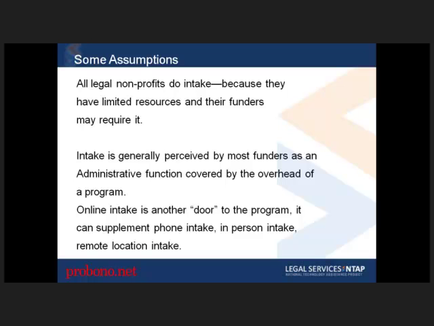And the other assumption I'm making is that online intake is another door to your program, not necessarily the only door. It is something that can be used to supplement other types of intake, and it's one of the many ways to enter into legal aid or legal delivery services.